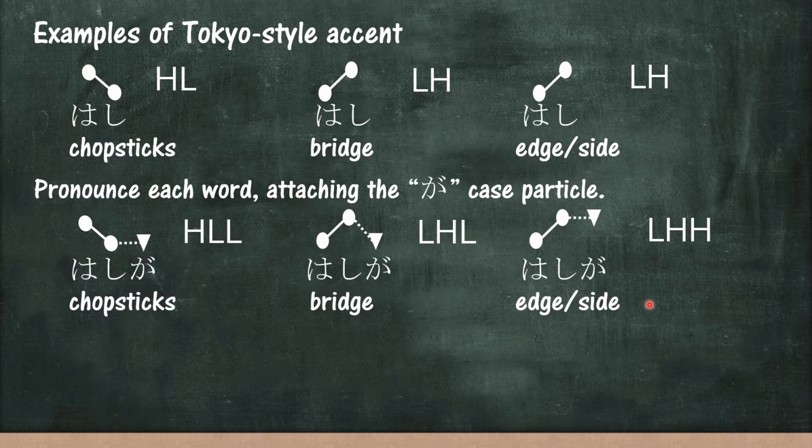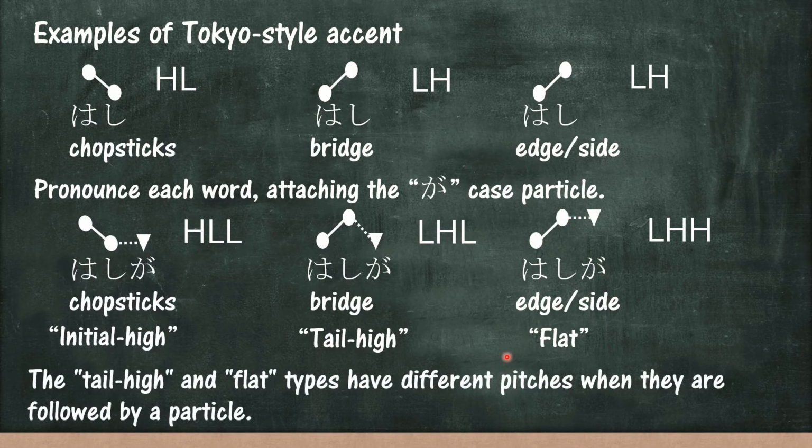So, as I have just pronounced, these three words have different pronunciation types. So actually, the first one is called initial high. The first mora is high. And the second type is called tail high. The last mora of the word is high. And the third type is called flat. So the pitch never drops. That's flat.